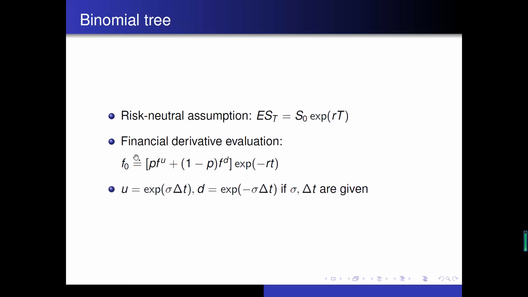So for any financial derivative, the expectation of its current value is the expectation of its future value times the discount. So usually we set the upward movement ratio to be e^(sigma sqrt(delta t)) and the downward movement ratio to be e^(-sigma sqrt(delta t)), where sigma is the volatility and delta t is the time step.